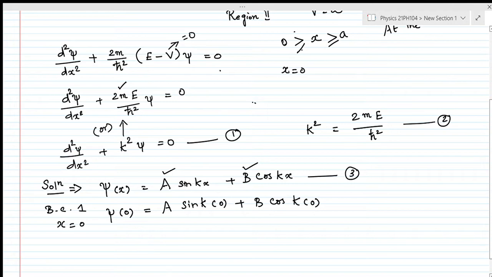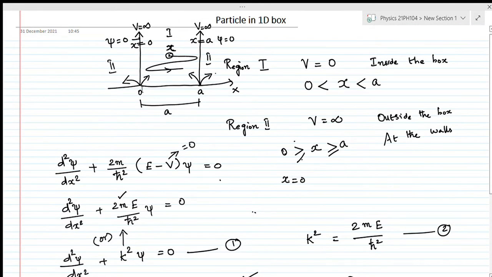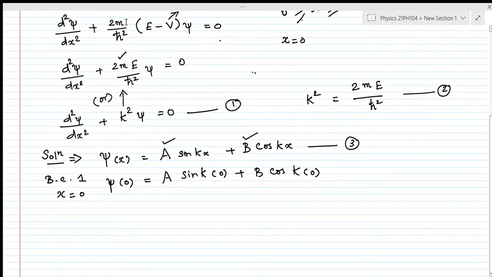What is the value of psi at the first boundary condition? Here at x is equal to 0, psi of 0 becomes 0, because the particle will act as a particle at the wall, not as a wave. Therefore, the wave function value is 0. Sin 0 is 0, therefore the first term vanishes. Cos 0 is 1, therefore we have the B value.